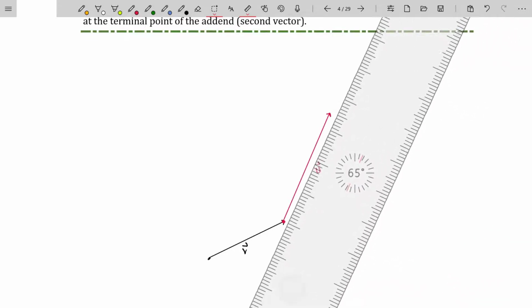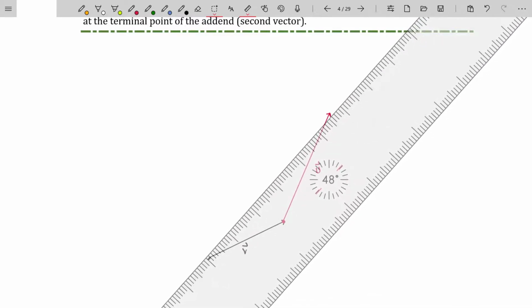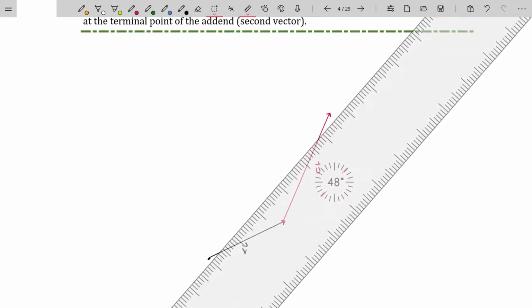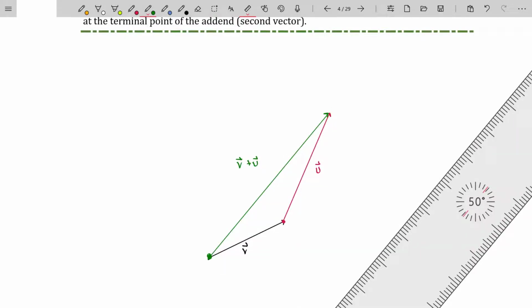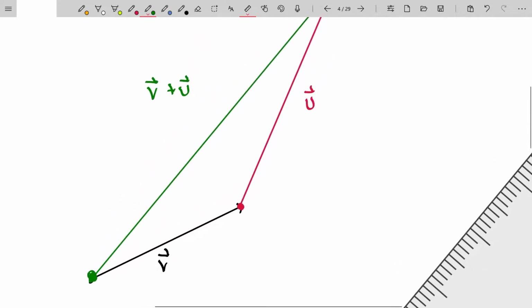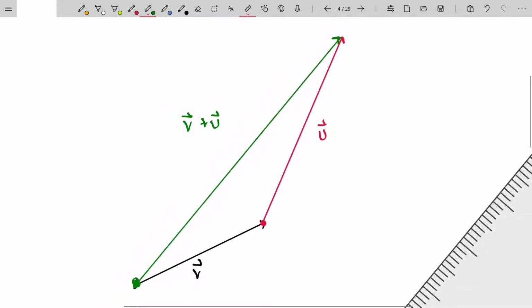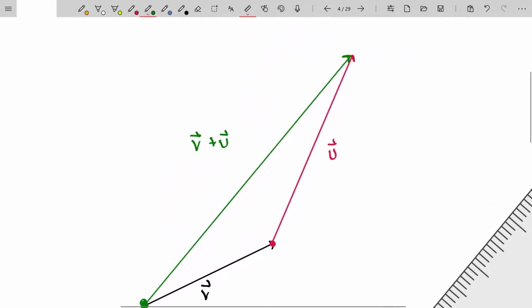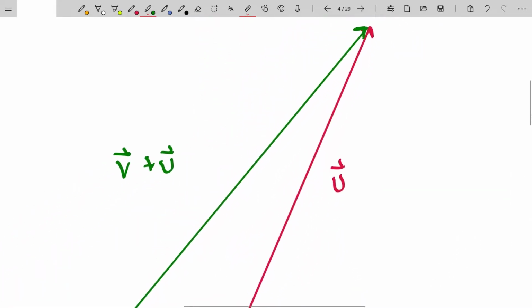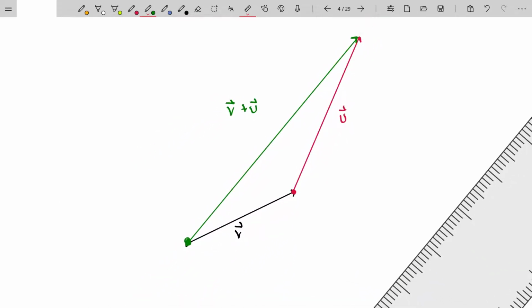And the sum of v and u is going to be a vector that starts at the initial point of v and ends at the terminal point of u. There we go. That's the vector v plus u. You take v, you attach u to the head of v, it's head to tail addition. And the resultant vector starts at the initial point of v and ends at the terminal point of u. And that is the geometric vector if you add v and u together.